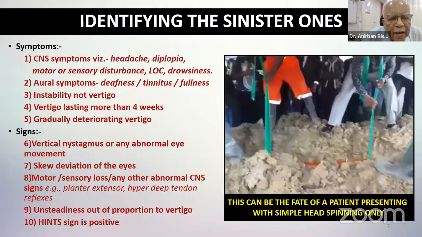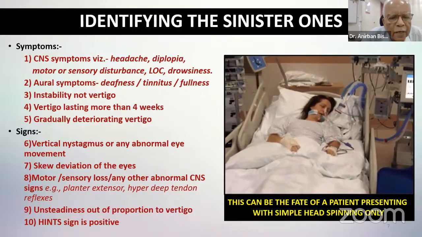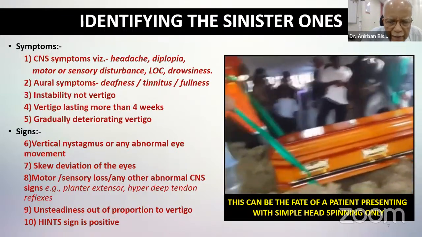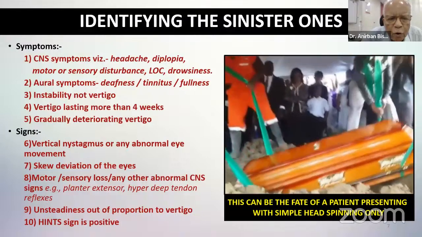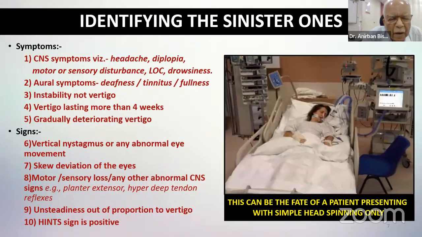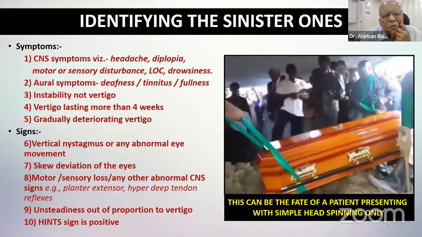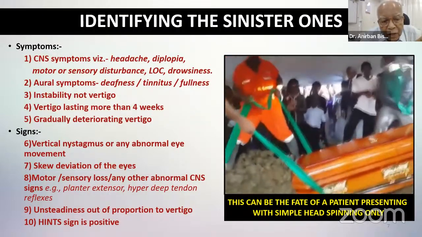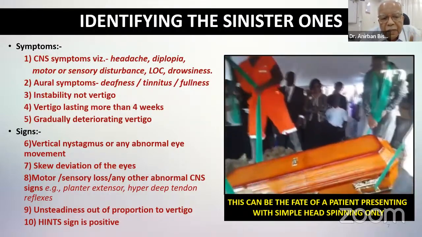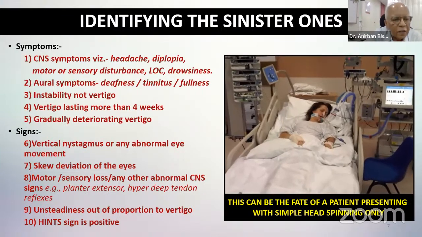If there is a gradually deteriorating vertigo, then that is also dangerous, because in most cases peripheral causes of vertigo are self-limiting. Within a few hours' time or a couple of days at the most, the vertigo goes away by itself. But if instead it goes on deteriorating and increasing, it means there is some sinister problem happening inside the brain. What are the dangerous signs?